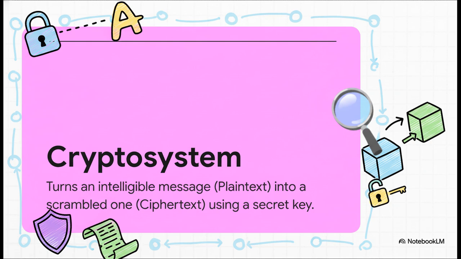The fancy, official name for this system is a crypto system, and it's actually a pretty simple idea. It takes your normal message, that's the plain text, and uses a secret key to scramble it into something that looks like complete gibberish. That's called the ciphertext. And that secret key, that's the magic ingredient. It's the only thing that can unscramble the message and turn it back into something readable.